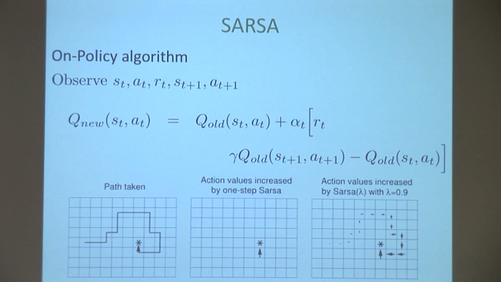Just making you think, just so you don't fall asleep. I know it's the end of two weeks, so you must be tired. If you behave uniformly randomly, what will this converge to? Presumably the value function for behaving uniformly randomly, because it's an on-policy algorithm. Unlike Q-learning, which is off-policy, where you can behave however you want, as long as you explore enough, and you'll converge to the optimal value function, here it's on-policy, so you'll converge to the value function of however you're behaving.